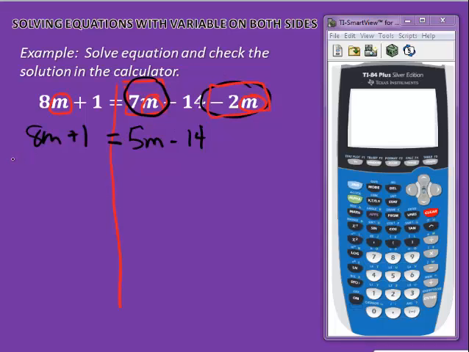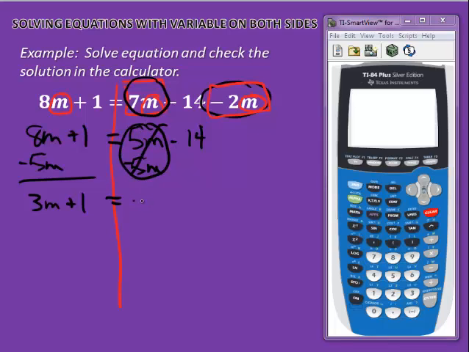Now I want to get all my m's to the left side, so I'm going to zero out the m's on the right, and I'll subtract 5m from both sides. And that leaves me with 3m plus 1 on the left. Notice these will make 0, and I have negative 14. And now we have a basic two-step equation, where we'll subtract 1 from both sides.